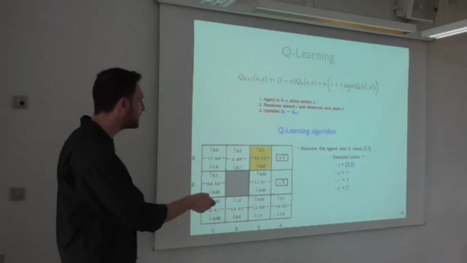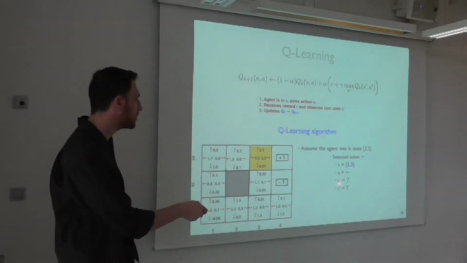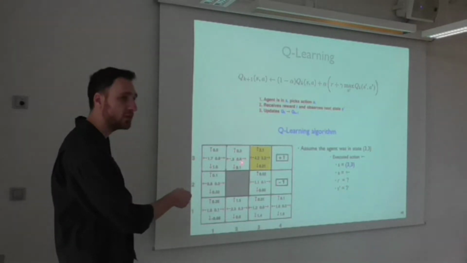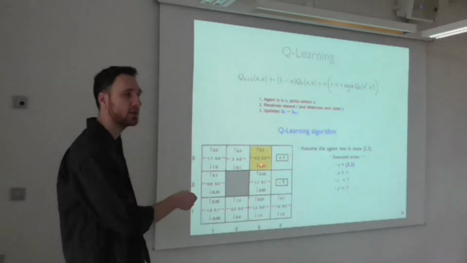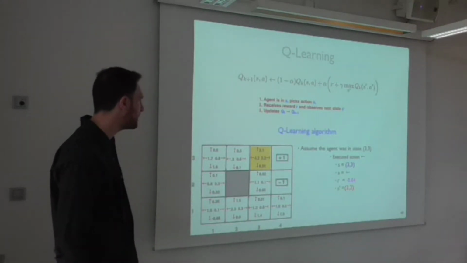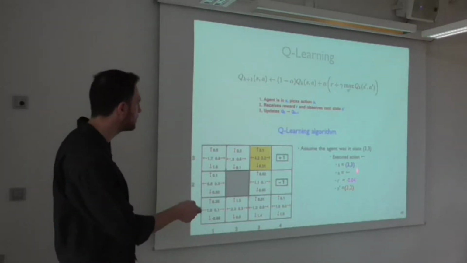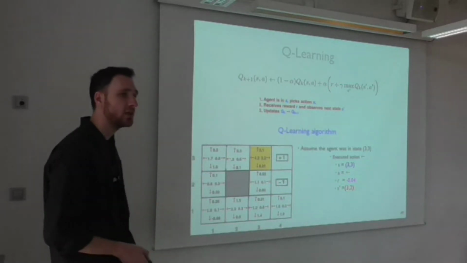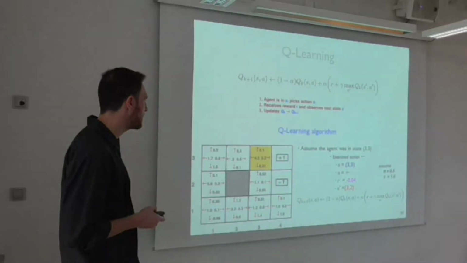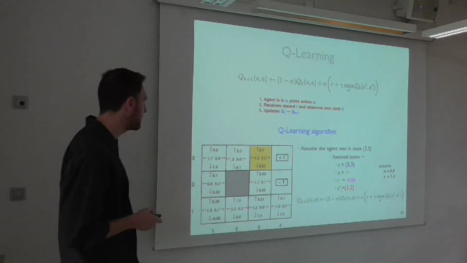So now I have the other 2 variables that I need to know about. I know what S prime is, which is going to be 3, 2. And what is the reward that I get by being here? Minus 0.04, right? I'm penalized. So now I have all the pieces of information that I need in order to plug these values into that equation and do one step of update of Q-learning.